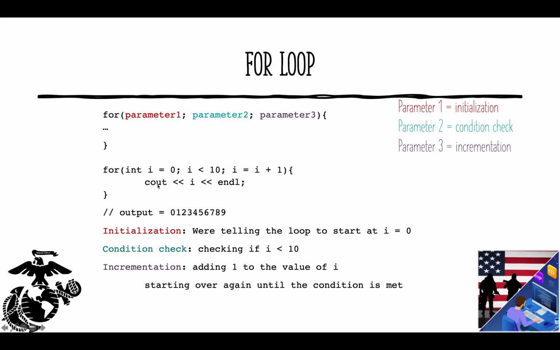That is true, so print it. So now we're printing the value of 1. Now we're here, and then we come and we increment. 1 plus 1 equals 2. Now for the next iteration, I equals 2.